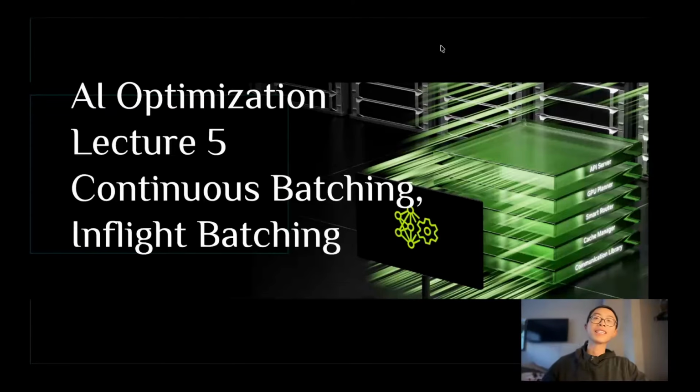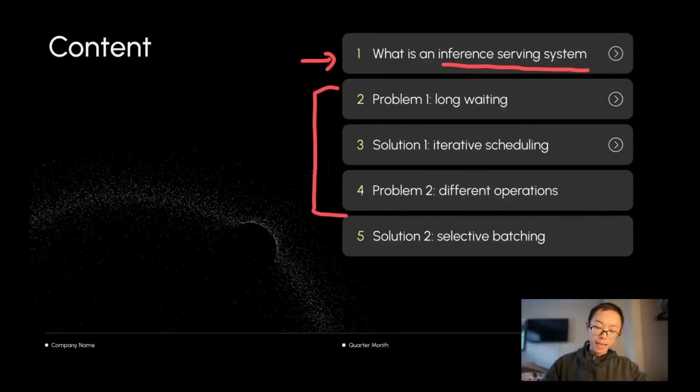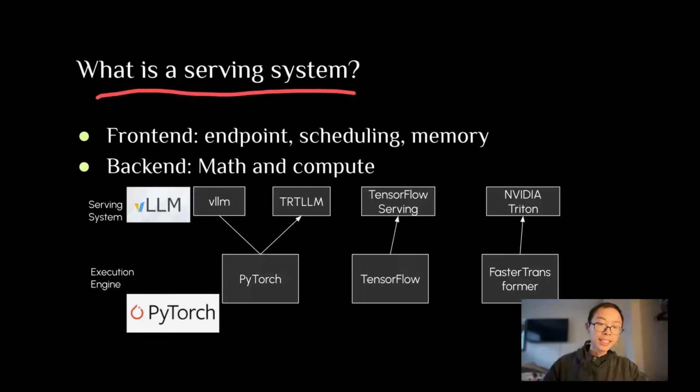Hi everyone, in the LLM optimization lecture 5, we will cover the most important serving technique, which is batching, continuous batching, and in-flight batching. First, we will cover what is an inference serving system, and then two problems that they face, and the solutions that this paper Orca proposes. So what is an inference serving system?